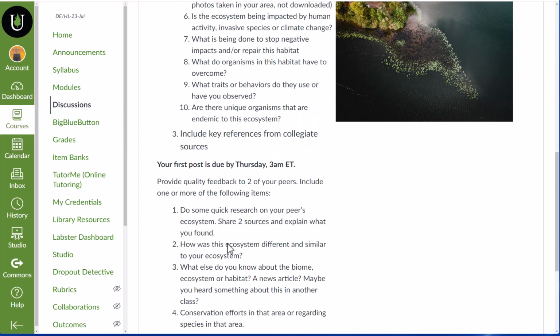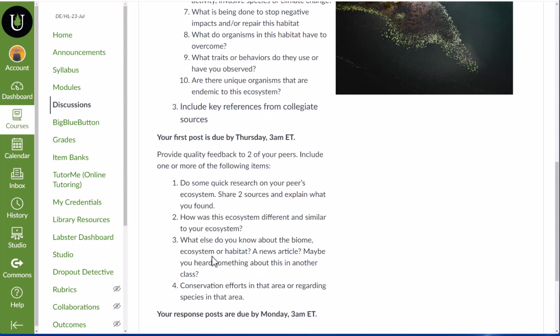As always, your first post is due Thursday, and then you are to provide feedback to 2 of your peers, and this gives you some guidelines on what that feedback should include.